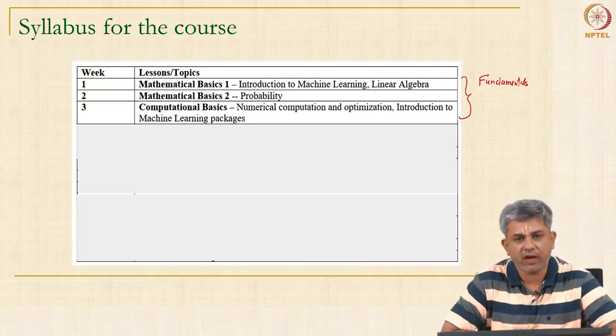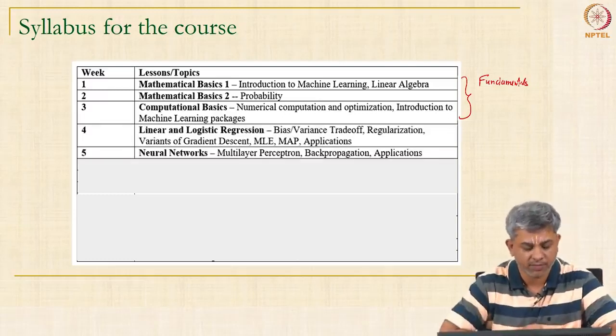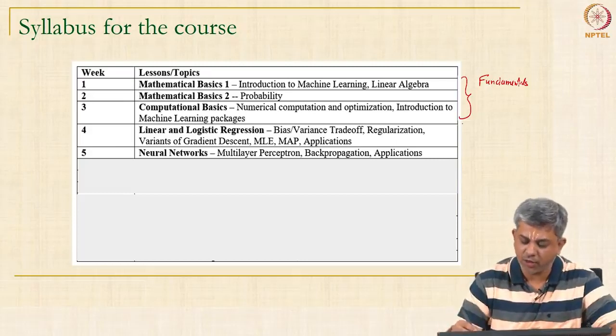So, the first week we are going to look at linear algebra primarily, then the second week will be probability and statistics, whatever basics are required. Obviously, that is a whole course in itself, but just whatever basics are required for this course. The third week would be whatever numerical computation and optimization basics you require, and also popular machine learning packages that are available today. We will look at an overview of those. Week 4 and 5 is essentially neural networks.